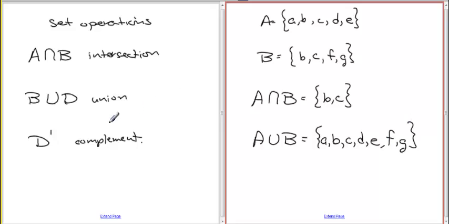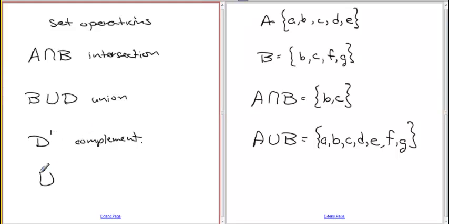Now, to do the complement, you have to know what the universal set is. This is not the same as this. This is a union sign. This is just U for universal set. The complement of a set is equal to the elements in the universal set minus the elements in the set. So basically the complement is everything that's not in B but in the universal set.